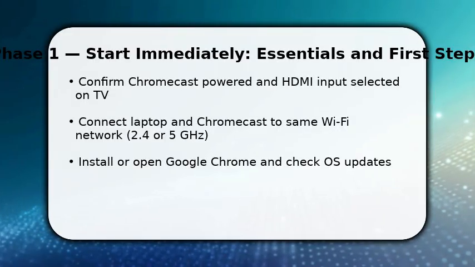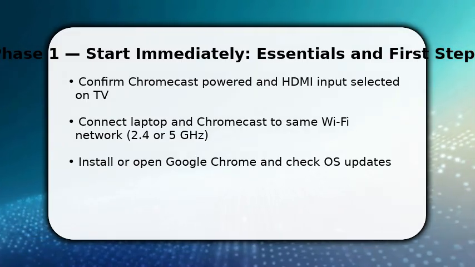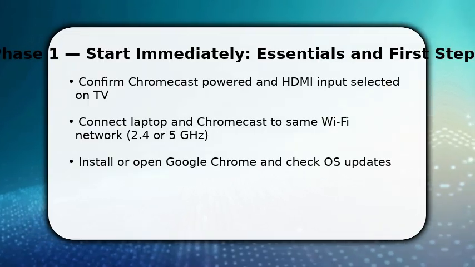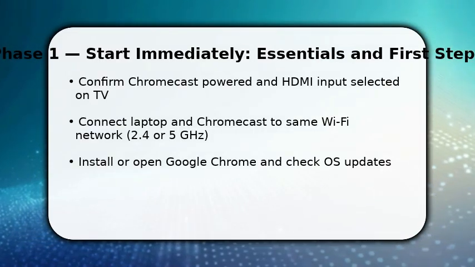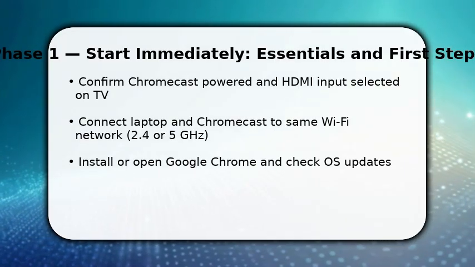You start by powering the Chromecast and switching the TV to the correct HDMI input. This immediately puts the device in listening mode. Next, make sure your laptop and Chromecast share the same Wi-Fi network because casting requires a local connection.